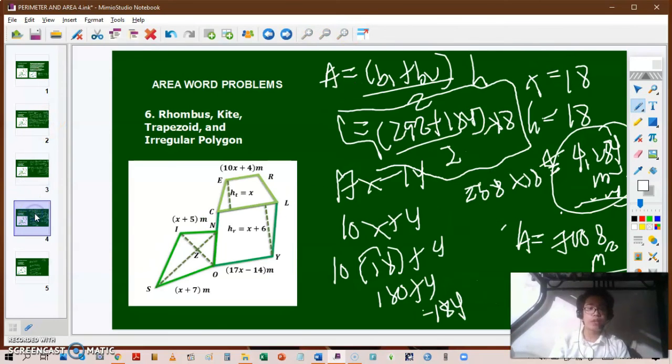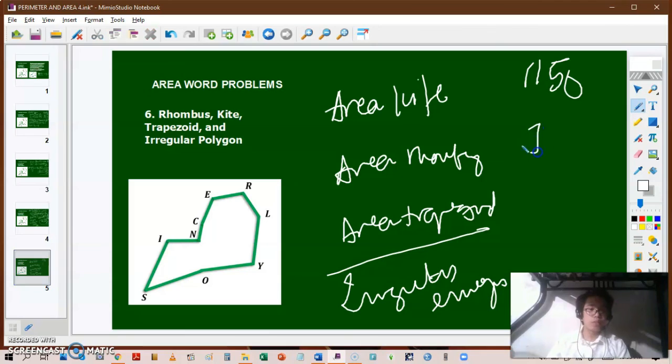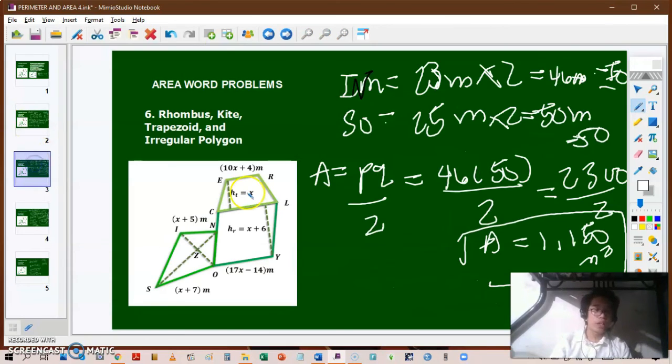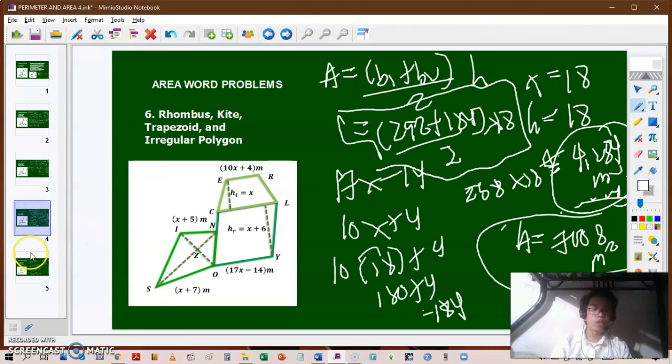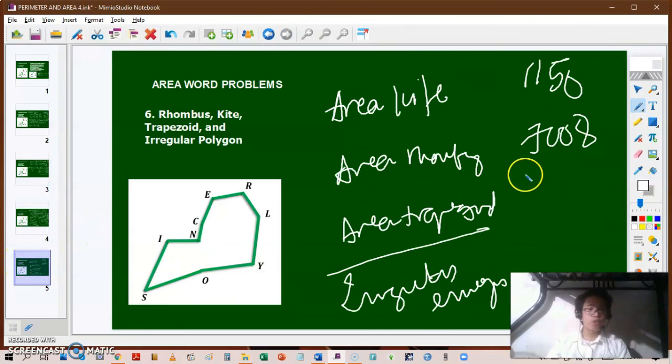So we solved for the area of the rhombus. It's actually 7,008 meters squared. That's the one that we solved a while ago. And we also have the area of the trapezoid. The area of the trapezoid that we solved a while ago is 4,284 meters squared.